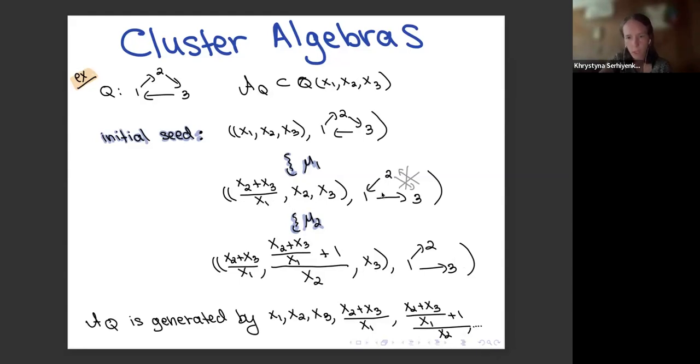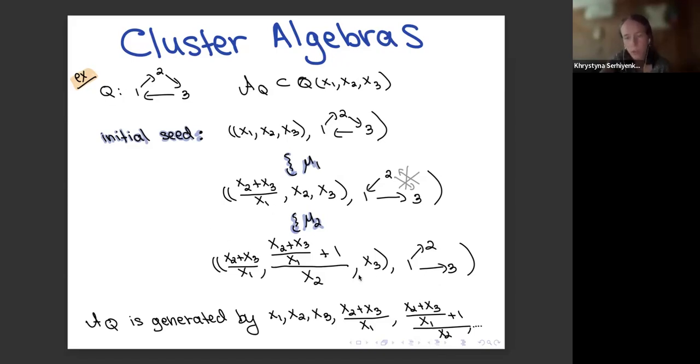So notice actually here, 2 is a source. There are no arrows coming into a source, into here. So quiver mutation is very easy. Step 1 does nothing. Step 2 just reverses the arrows at 2. And step 3 does nothing. You've created no 2 cycles. So quiver mutation in this case is very nice.